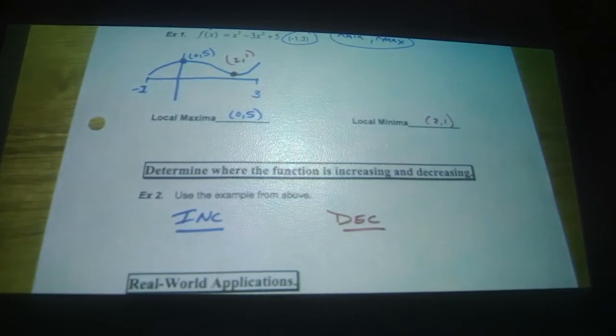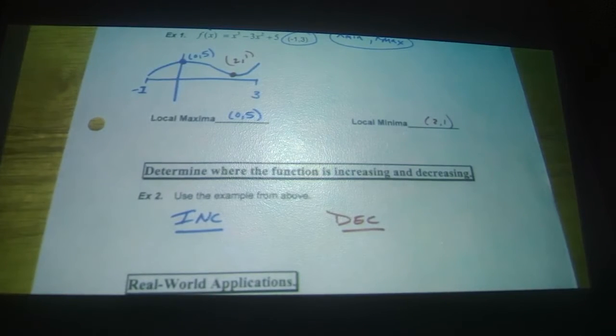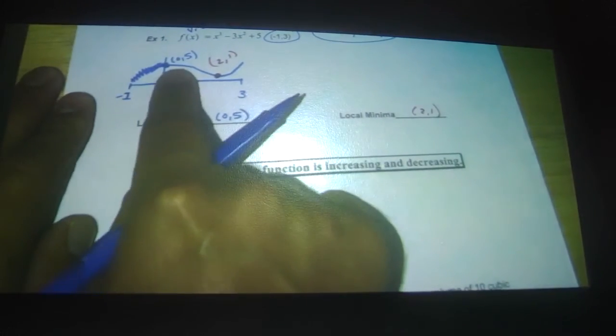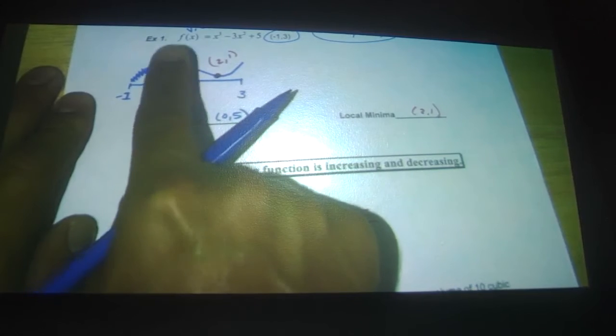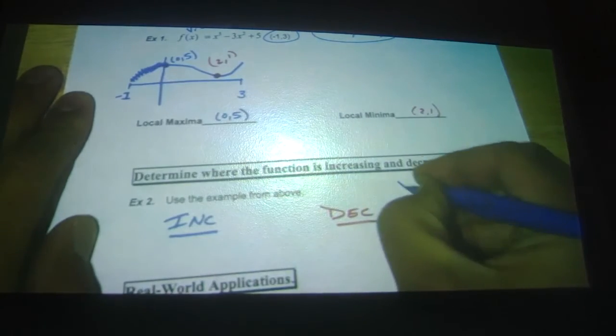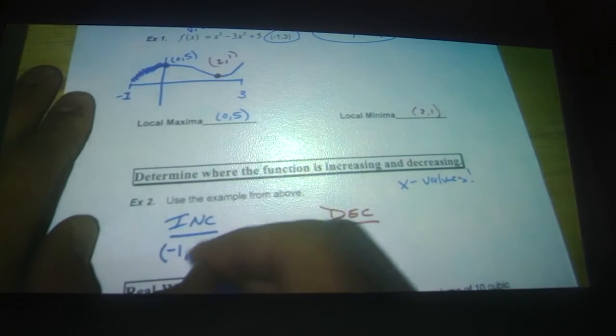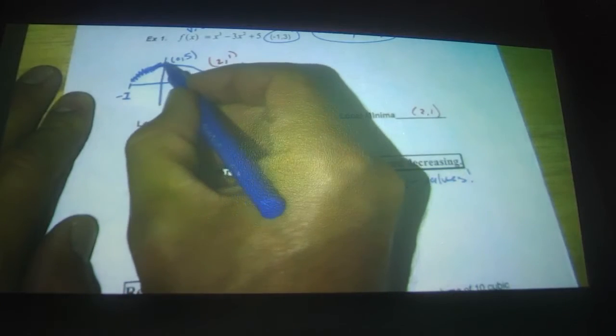What do you guys got? Increasing or decreasing? Aiden, what do you say? Anna, what do you say? Natalie, what do you say? Anthony? Increasing. Very good. So it's increasing, increasing, increasing. It's increasing from this x value to that x value. Okay, remember we're talking intervals. Make sure we're talking x values. So it starts at -1 and it goes all the way up to 0.